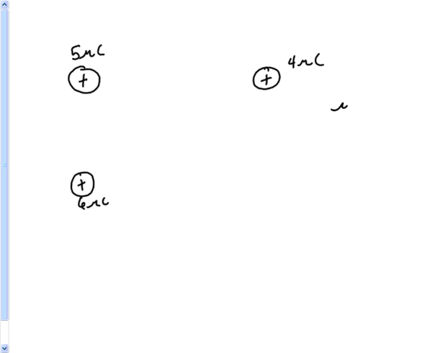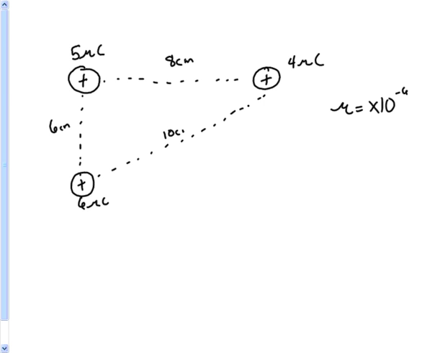Remember that micro means times 10 to the negative 6, and in this case, it would be coulombs. So we have distances here. Make this one 6 centimeters. I'm going to make this one 8 centimeters, and that makes my life easy because this is a Pythagorean triplet, which makes this 10 centimeters.